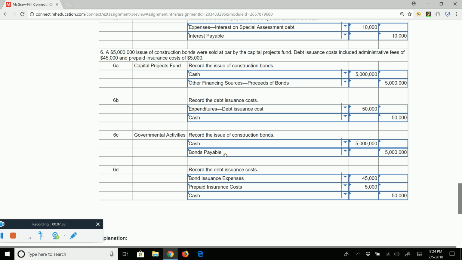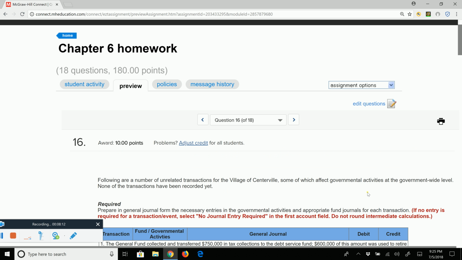And next, paying for the $50,000: $45,000 is administrative costs and $5,000 is prepaid insurance. Well, in the Capital Projects Fund, they're all expenditures. Debit the expenditures, credit cash. However, on the government-wide statements using accrual accounting, the $45,000 is an expense, but the $5,000 is an asset called prepaid insurance. So there are major differences between modified accrual and accrual. All right, so that's kind of a buffet item there.